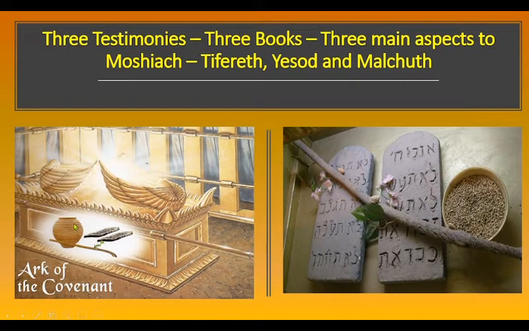The jar of manna, by the way, is never placed within the Ark of the Covenant. It's placed outside the Ark of the Covenant. There's just the Luchoth, and there's a very significant reason why, because the manna represents the bread of life, represents Yeshua, the concept of Mashiach ben Yosef, we know was placed outside the camp. So there's all kinds of references there. Okay, so we've got the three books, three testimonies, three main aspects to Mashiach.